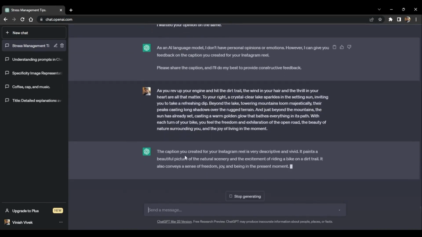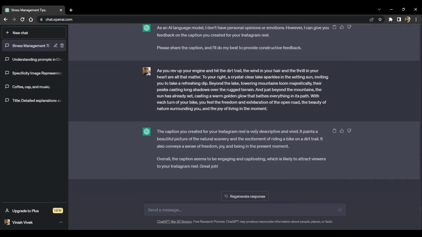It says that the caption you created for your Instagram reel is very descriptive and vivid. It paints a beautiful picture of the natural scenery and the excitement of riding a bike on a dirt trail. It also conveys a sense of freedom, joy, and being present in the moment. Overall, the caption seems to be engaging and captivating, which is likely to attract viewers to your Instagram reel. Great job.